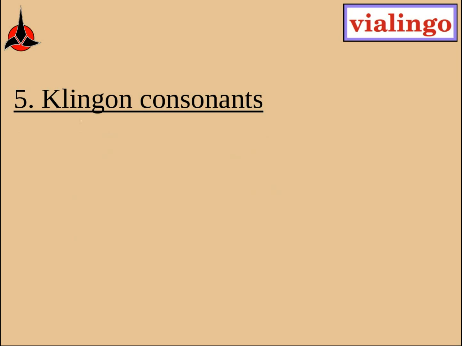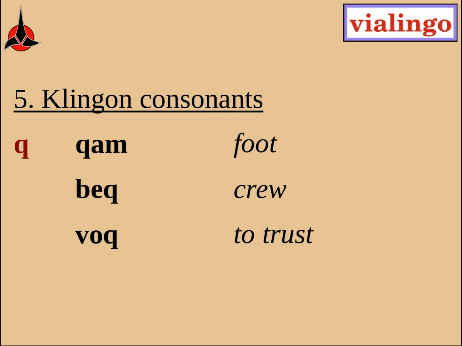Now we come to the trickier sounds. Let's talk about the lowercase q and the capital Q. These sounds are similar, but the capital Q is much stronger. The lowercase q is a little like the k in castle, but is sounded at the back of the mouth near the throat. K, k, k. Calm, calm. Beck, beck. Volk, volk.